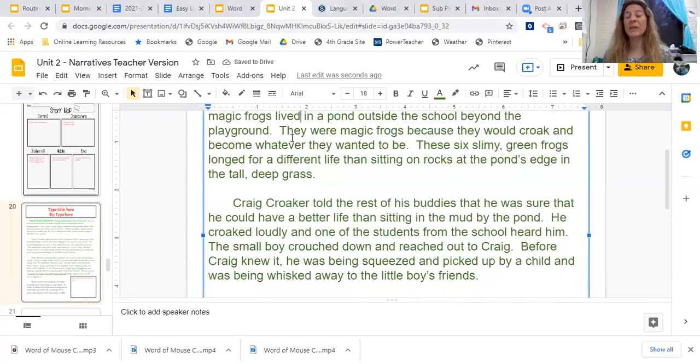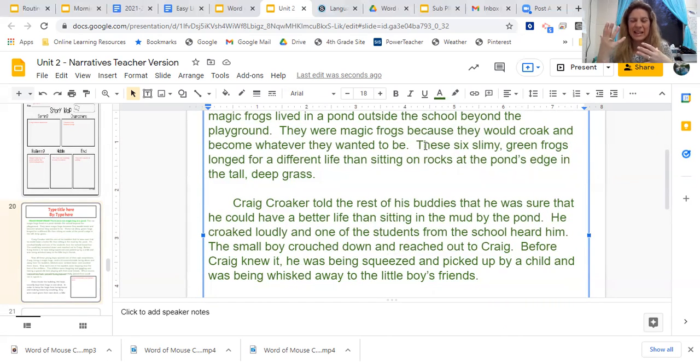So I'm going to continue my beginning. I'm adding to my beginning. They were magic frogs because they would croak and become whatever they wanted to be. These 6 slimy green frogs longed for a different life than sitting on rocks in the pond's edge in the tall, deep grass. So I used my beginning and my setting to kind of set up my story.